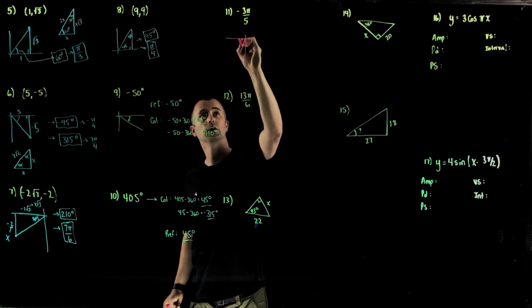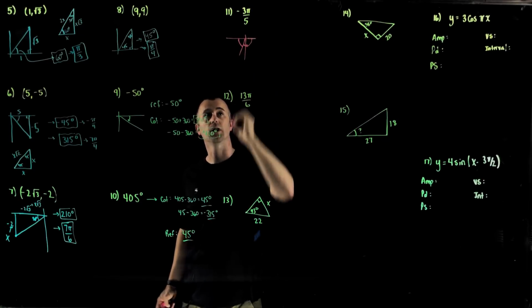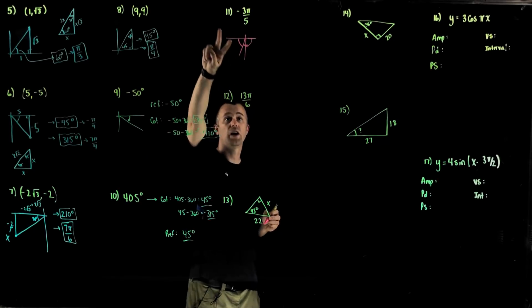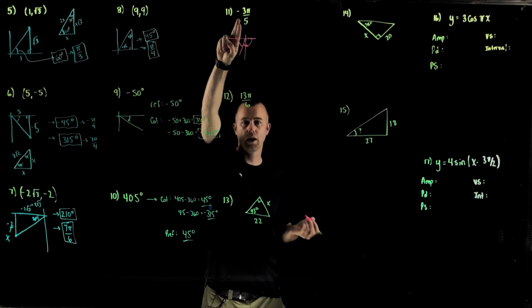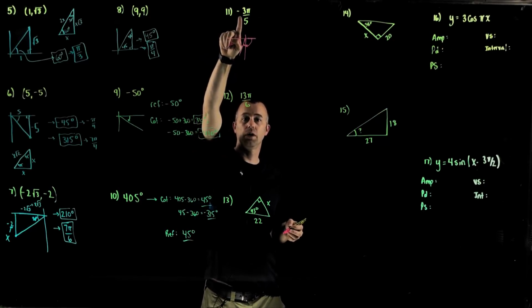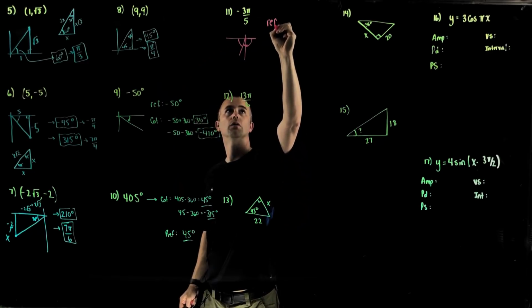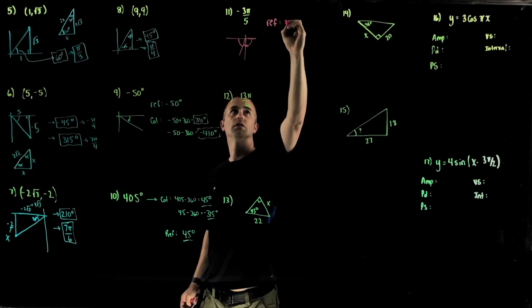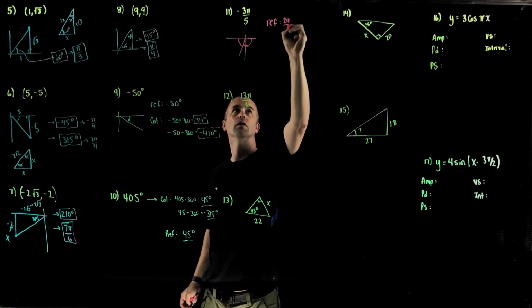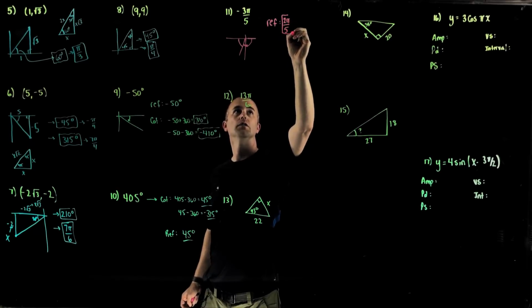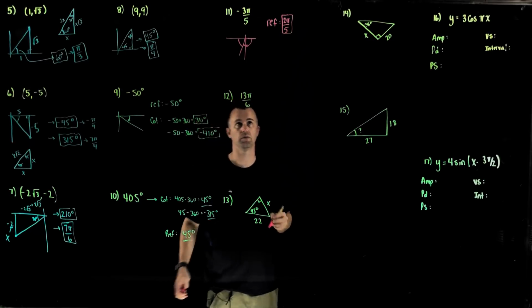Okay, so my reference angle is going to be this guy. It's how much do I have left? Well, 5 pi over 5 is going to be pi. So if I've gone 3, I need to go 2 more. So my reference angle is going to be, in this case, 2 pi over 5. So that is your reference angle, and you're just going to find the measure of that angle.